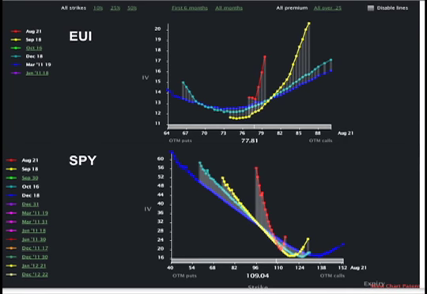So this kind of thing may lead you to believe that certain strategies may be better than others in one product or the other. So, for instance, given this kind of skew, I don't think I want to do credit spreads on the calls on the EUI, whereas in SPY, I think that may work fine. And a little bit later on, we'll get to see how that looks.